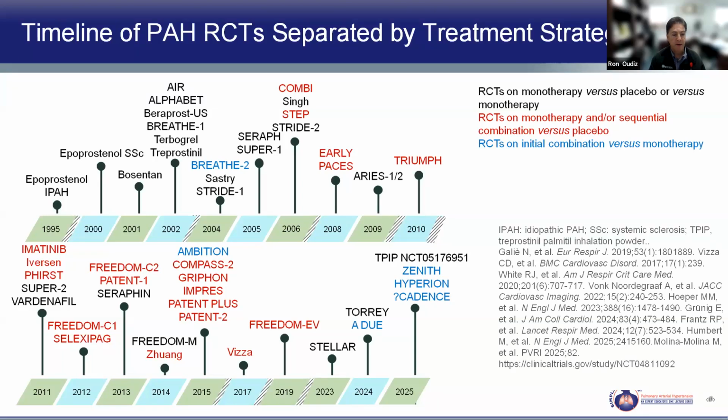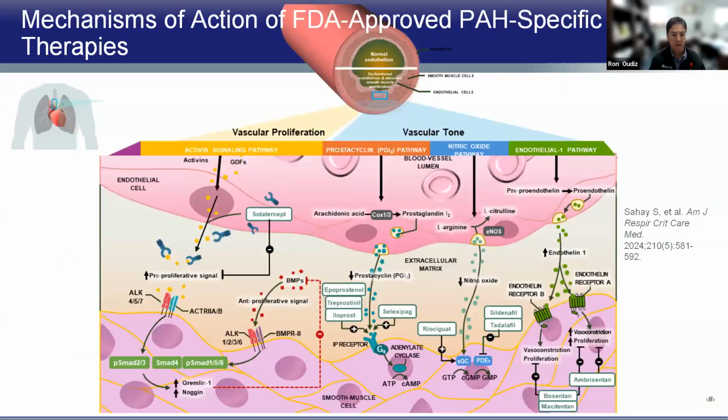Nevertheless, this represents a progression over time that has put major dents into our treatment armamentarium. And here we have a graphical representation of how these drugs work and how these four targets work. We have the activin signaling pathway with the most recently approved drug, sotatercept. We have the prostacyclin pathway, the tried and true arachidonic acid-based therapy using epoprostenol, treprostinil, and in some places iloprost.